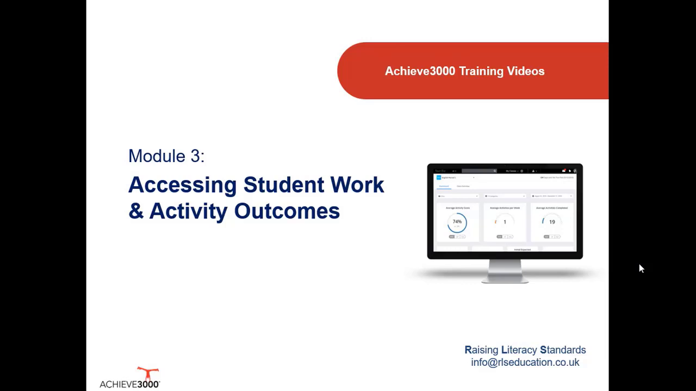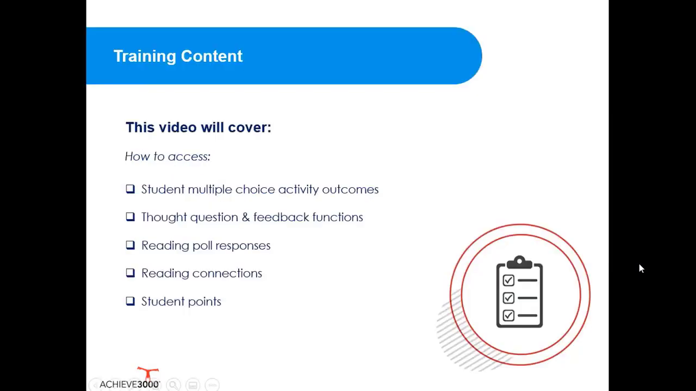Hi and welcome to Achieve 3000 Training Module 3, Accessing Student Work and Activity Outcomes. In this module, we'll be looking at how to access outcomes from the multiple choice activity questions, students' thought questions and how to provide teacher feedback, before reading poll responses, and student points reports.